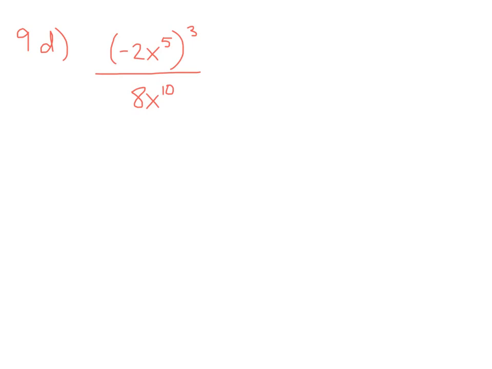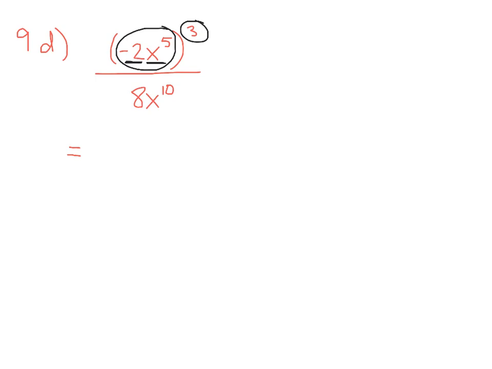So if we look at 9D, 9D involves letters and numbers. Just be careful here. When we are doing this one, I'm going to take care of the stuff at the top first because I have all of this to the exponent 3. So just remember that exponent 3 applies to everything in here. It applies to the negative 2, and it also applies to the x to the power of 5. All of this is cubed.